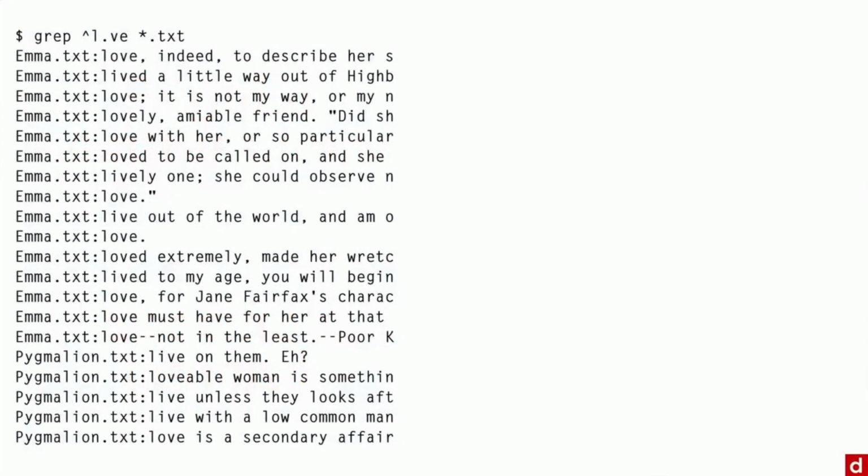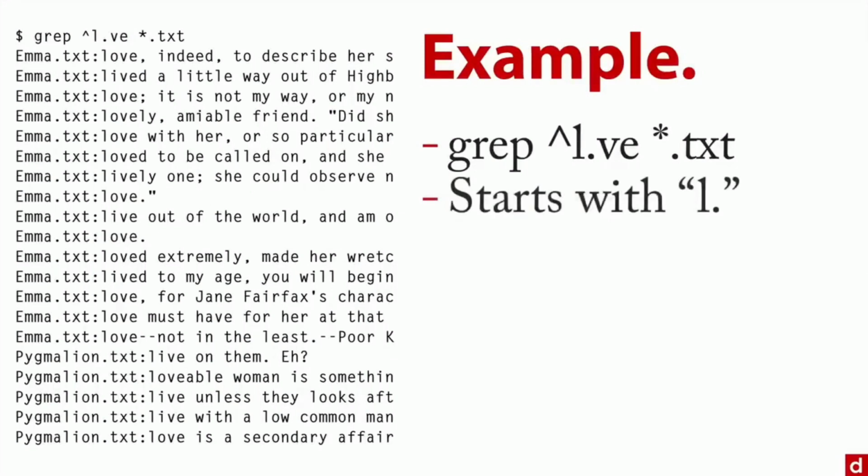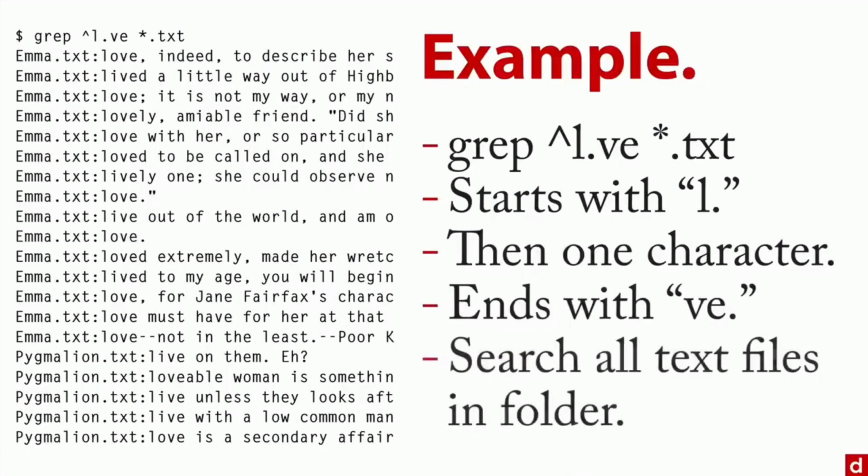So here's a short example of how it can work. What I've done is I've taken some text documents. They're actually the text to Emma and to Pygmalion, 2 books I got off of Project Gutenberg. And this is the command, grep l.ve space *.txt. So what I'm looking for are lines in either of these books that start with L, then they have one character, can be whatever, and then that's followed by VE. And then the .txt means search for all of the text files in that particular folder. And what it found is lines that began with love and lived and lovely and so on.